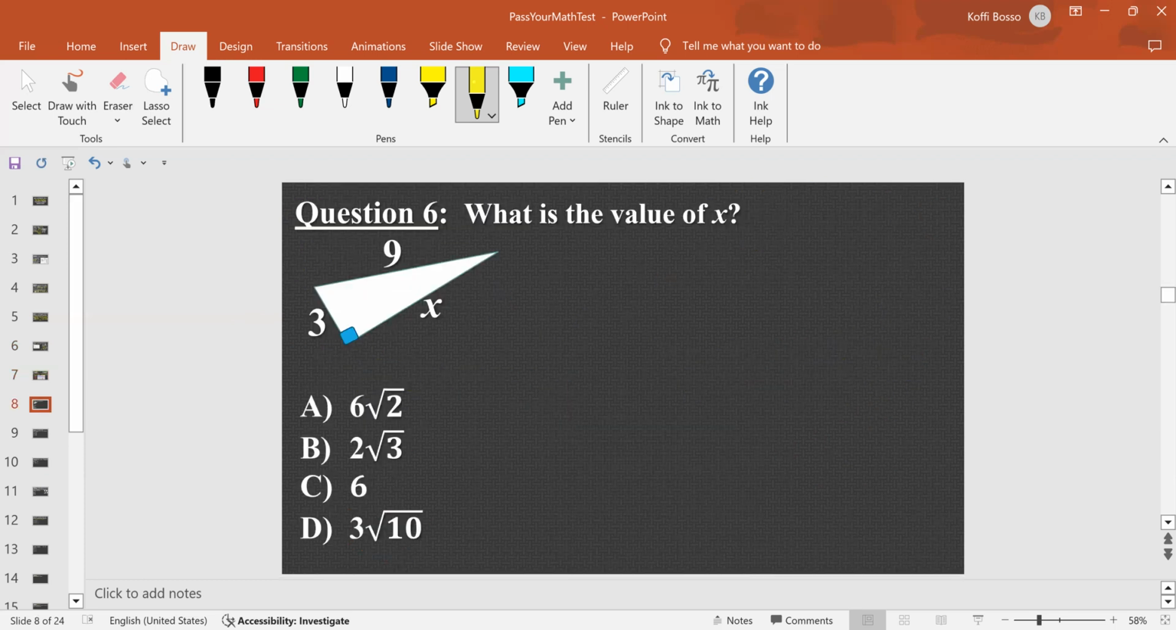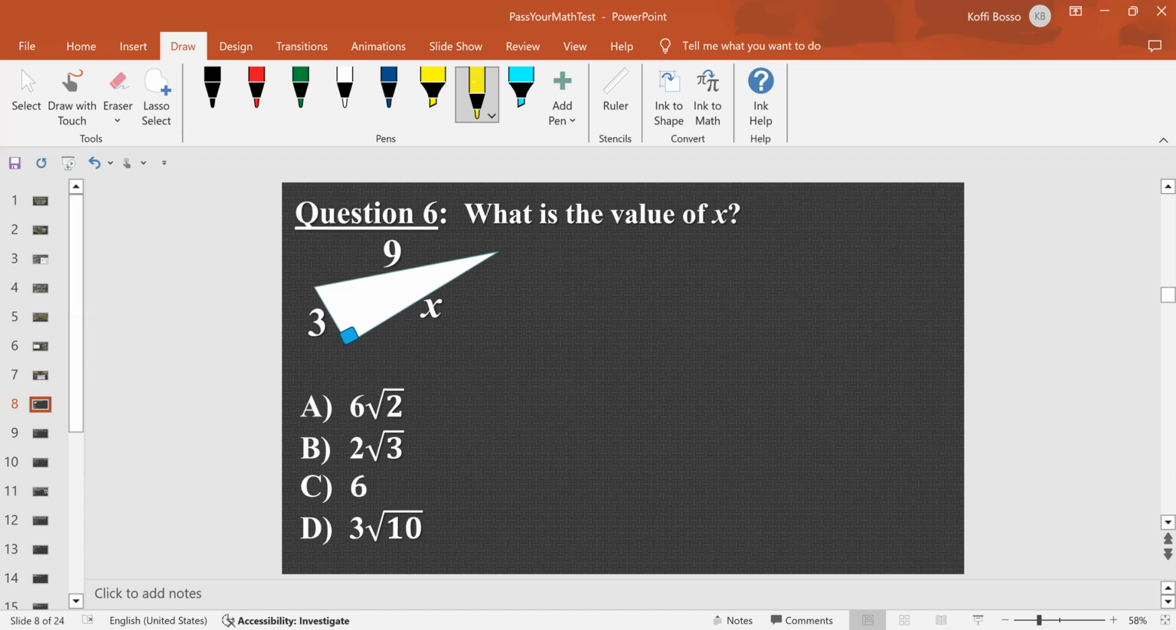Question number 6. What is the value of x? I need your attention for this question because the answer involves a square root, which is very important because we need to do 2 things here. When you're going to find the x, you will also use square root skills to simplify your answer.